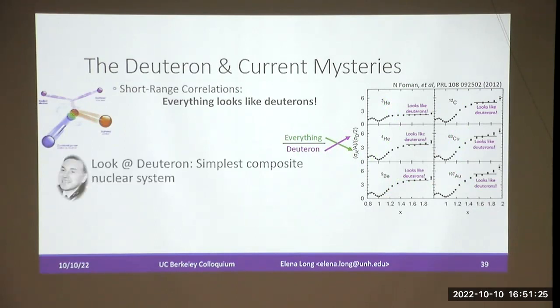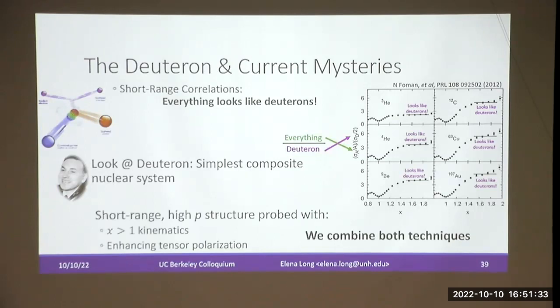So that makes, going back to Hofstadter, the deuteron a really interesting thing to study. It's the most simple system. So we're going to take a look at this with tensor polarization.